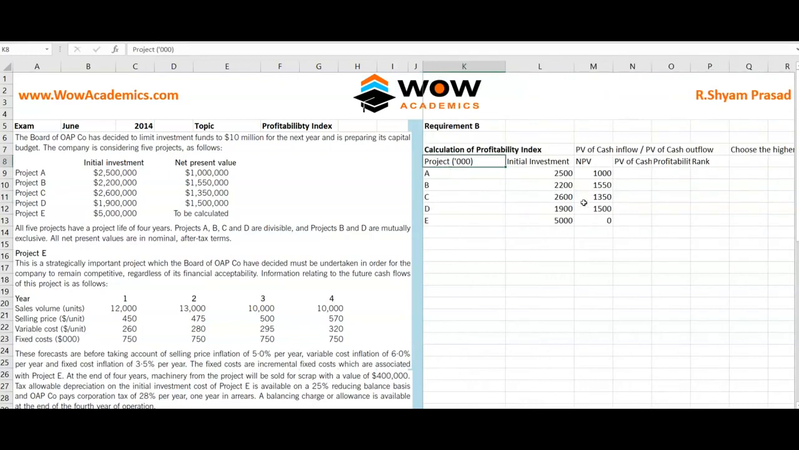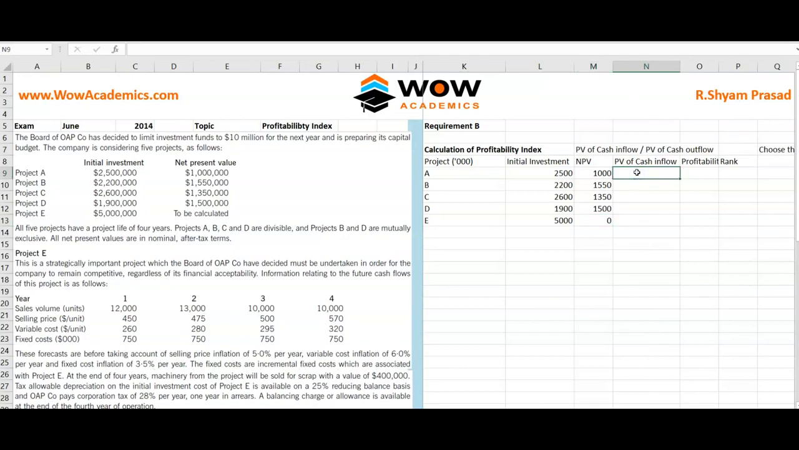So we'll create a table like this. Project A to E, their initial investment and their NPV. These are taken from the question itself. Project E has an NPV of 0. So that also we have taken. So our job is next to find out the formula. So we need a present value of cash inflow. So how do we find that?